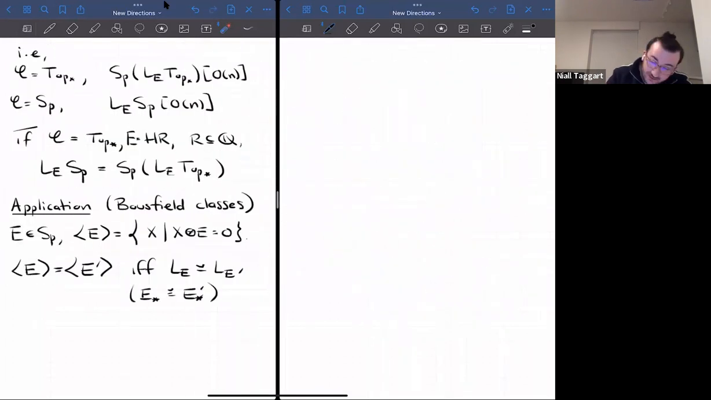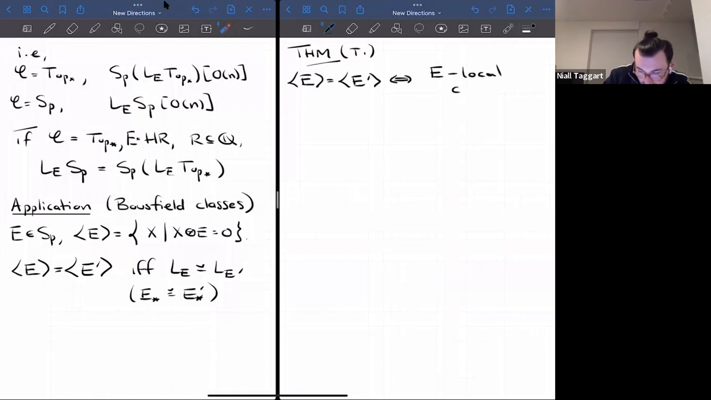So what can we say about these in calculus? Well, we can say the following. The Bousfield class of E is the Bousfield class of E prime if and only if the E-local calculus is equivalent to the E prime local version. So this means that P_n^E is equivalent to P_n^E' for all n.